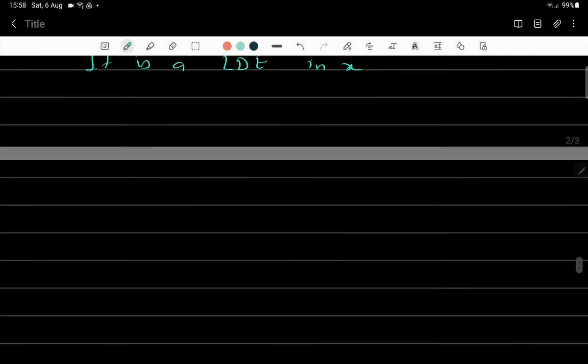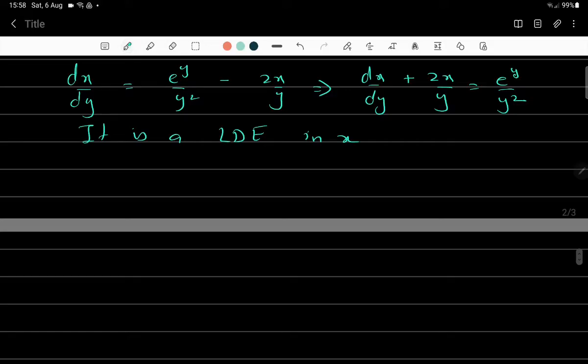So to find the solution, the first thing I need is e raised to the power p dy instead of p dx, where p is 2 by y. So e raised to the power integration 2 by y dy, so 2 log y, and e raised to the power log y square, which becomes y square.